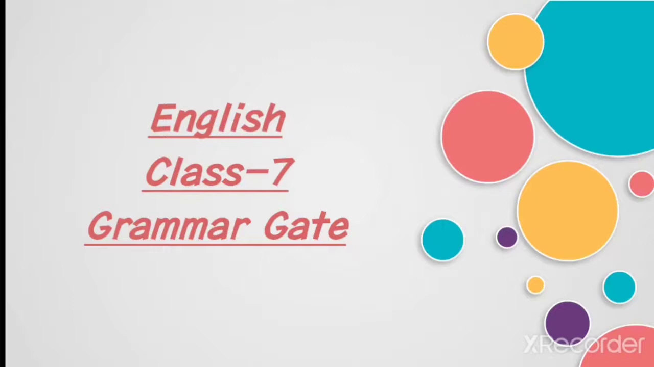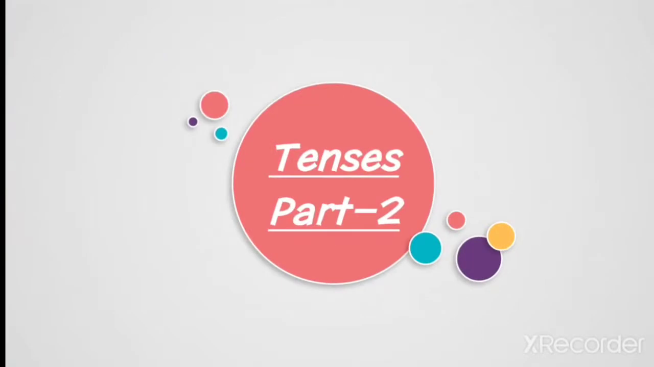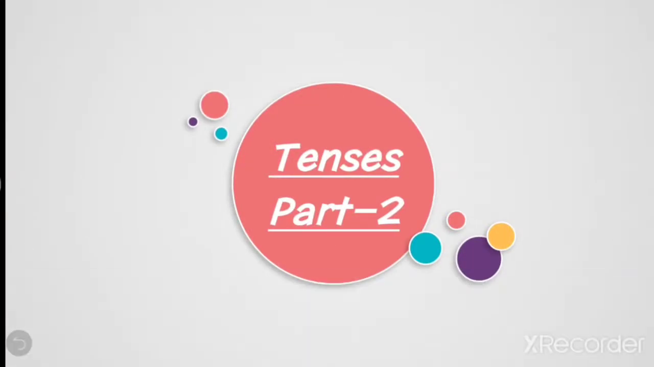Today we'll move to other tenses. So today we'll see part 2. In this, today we'll see simple past tense and present perfect tense. So students, in our first video only I have said that we can use past tense when the action is completely over.